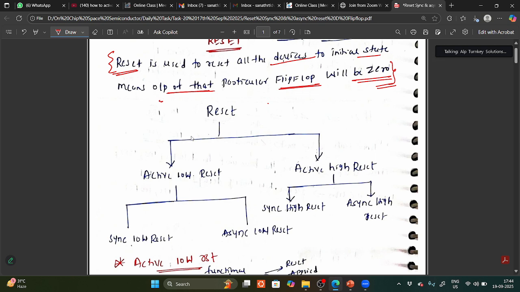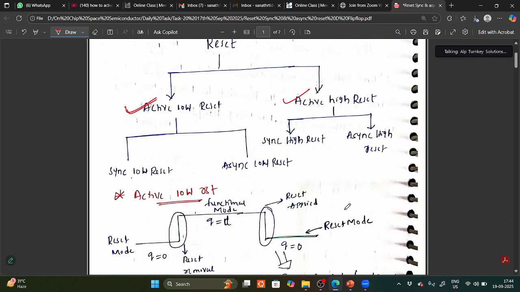Resets are of two types: active low reset and active high reset. Again, in active low reset there are two types: synchronous low reset and asynchronous low reset. Again in active high reset, there are synchronous high reset and asynchronous high reset.